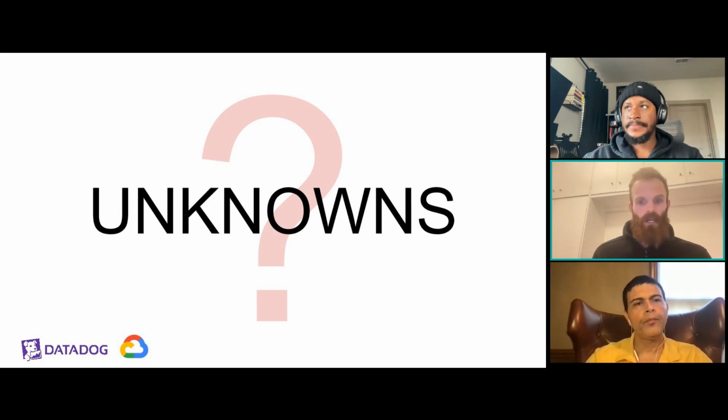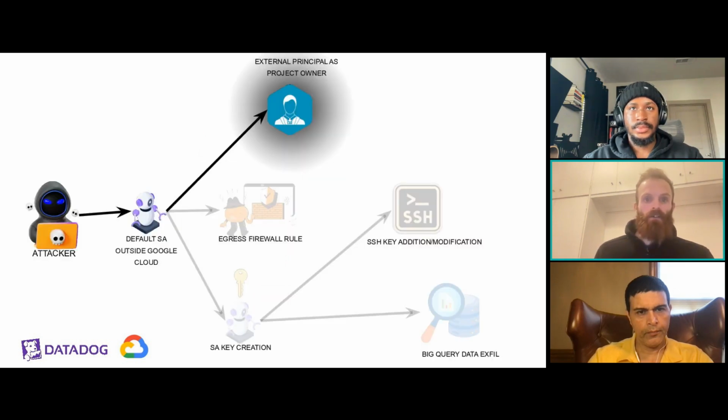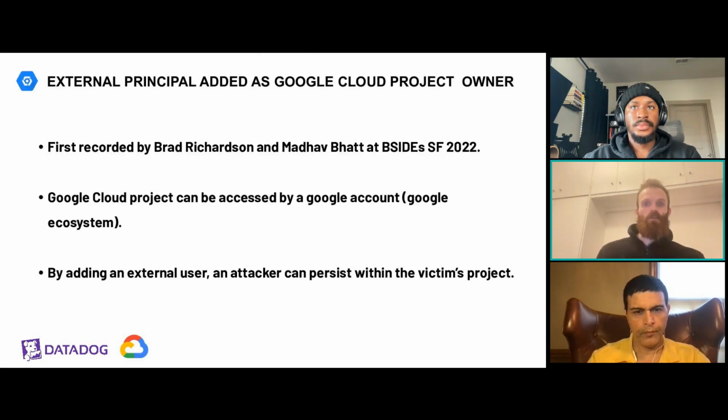So just a quick recap on the unknowns. These are techniques that are likely or possibly seen in the wild, generally reported via red team engagements or security researchers. So first off, we're going to look at a persistence technique. It is the addition of an external principal as a Google Cloud project owner. This technique was first recorded by Brad Richardson and Madhav Bhatt at BSides San Francisco 2022.